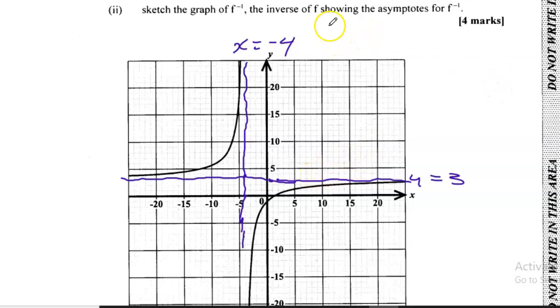Alright, next, sketch the graph of the inverse of f showing the asymptotes of f inverse. Now, how do we get the inverse of the function? You get the inverse of any function by reflecting that function in the line y equal to x. And what happens when you reflect a line in the line y equal to x? When we first sketch a line y equal to x, it will look like this, of course. We'll use a ruler.